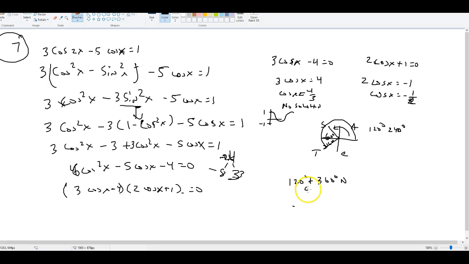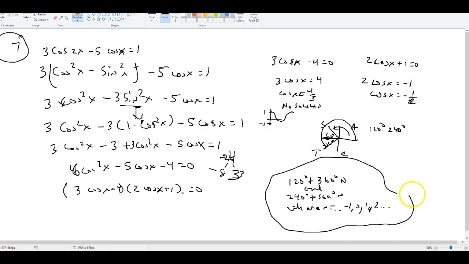And I've got 240 degrees plus 360 degrees n, where n is equal to negative 1, 0, 1, 2, and that is my final and irrevocable answer.